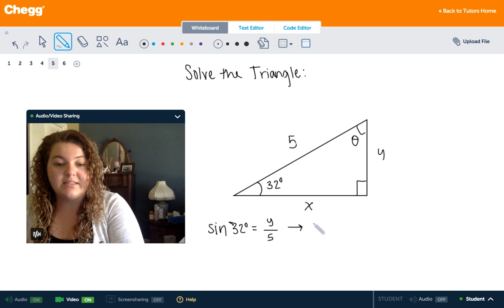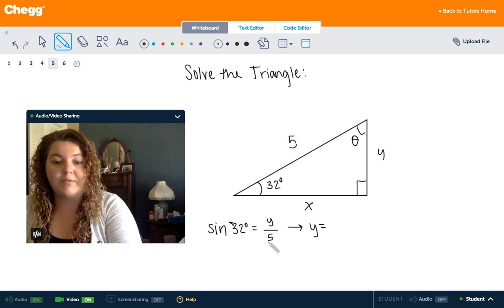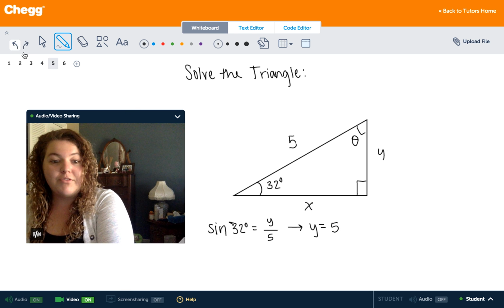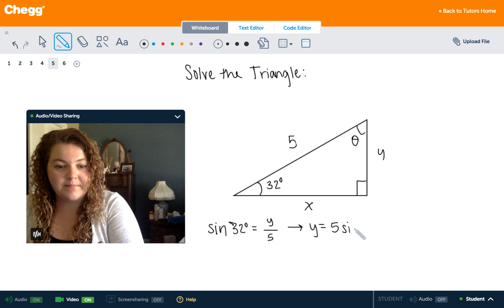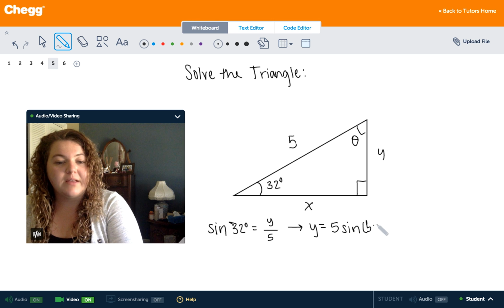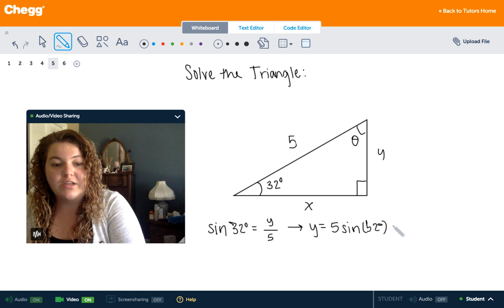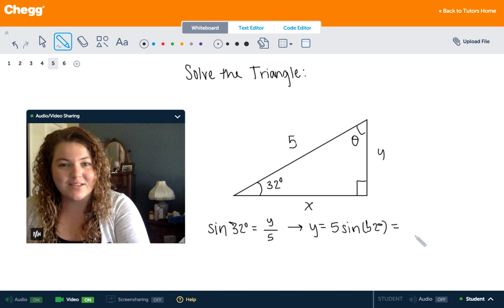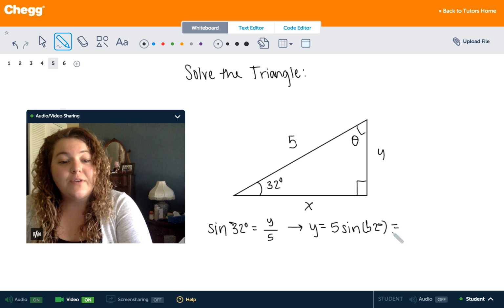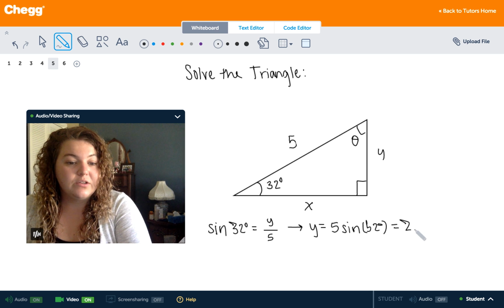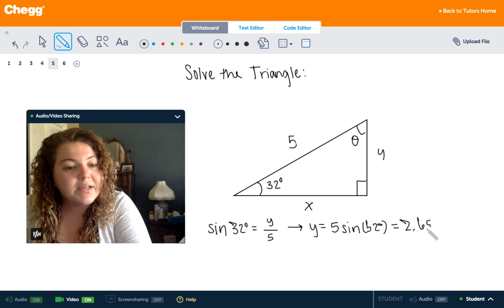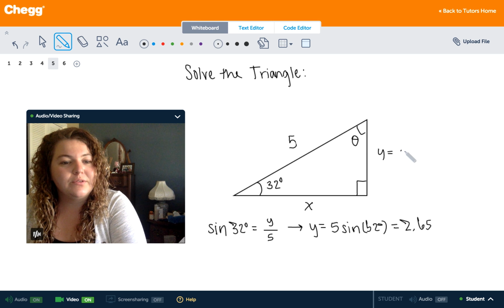Solving for y, if we want y by itself, all we'd have to do is multiply both sides by 5. So y is going to be 5 times the sine of 32 degrees. Now, when you're doing these calculations in your calculator, make sure that you are properly in degrees if your angles are given in degrees and radians if your angles are given in radians. Otherwise, you're going to get something a little bit silly. So 5 times the sine of 32 degrees is roughly 2.65 units. So we know that this y is about equal to 2.65.